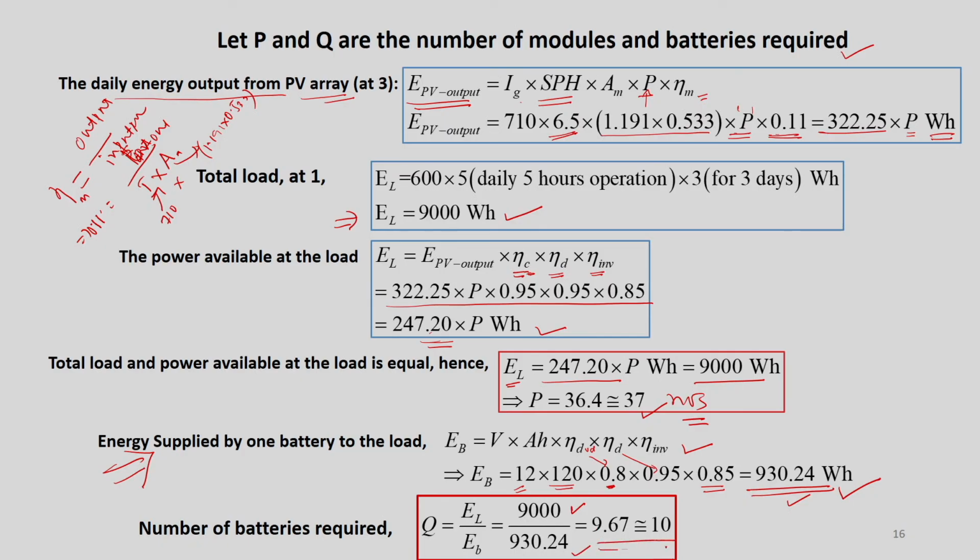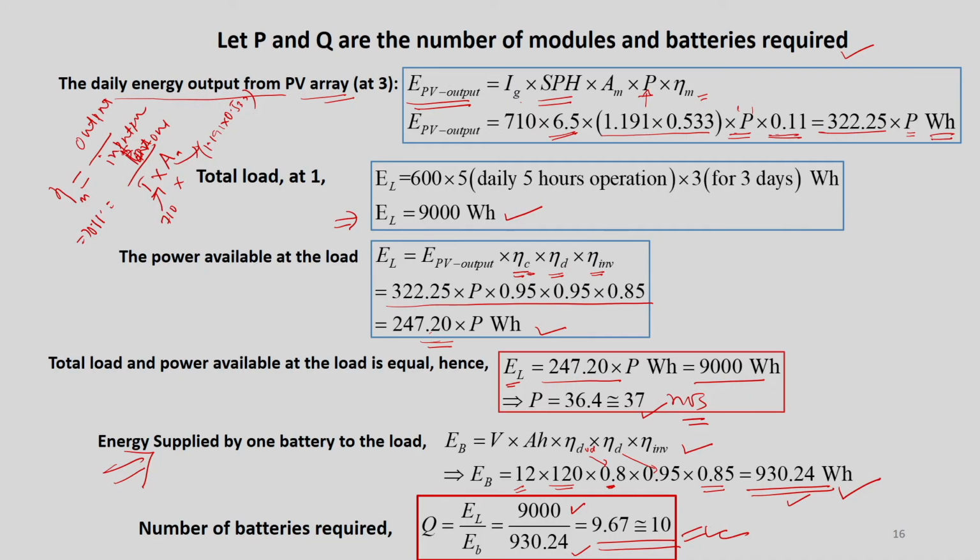So, that way if we calculate, it will be about 10. Okay. So, the number of batteries required for this problem is 10 numbers. So, 9.67. So, we cannot divide the batteries. So, it will be 10 numbers, right. So, that way we can solve the problems and we can calculate the number of batteries required and the number of modules required to meet the particular load, right.